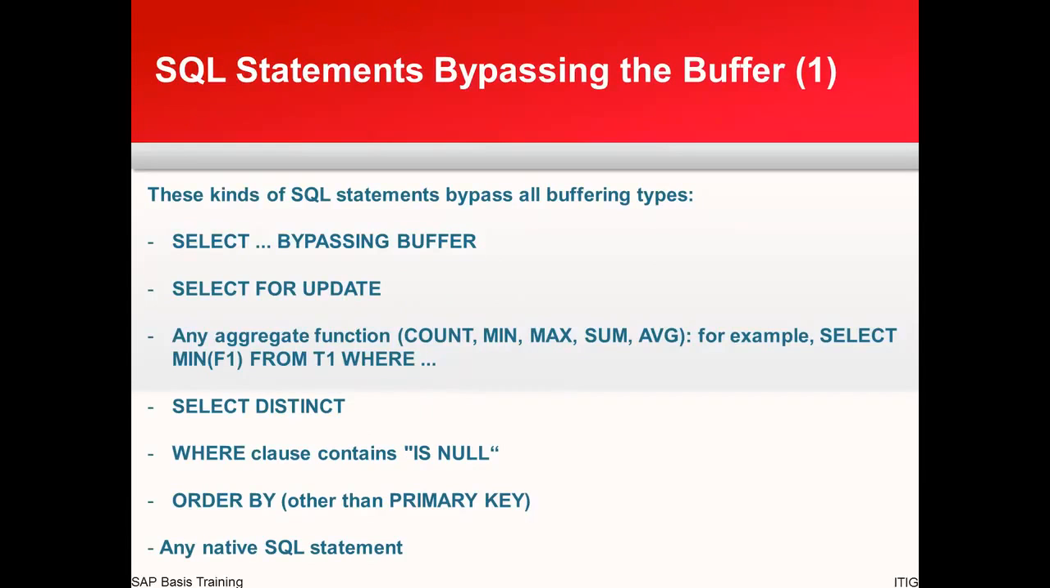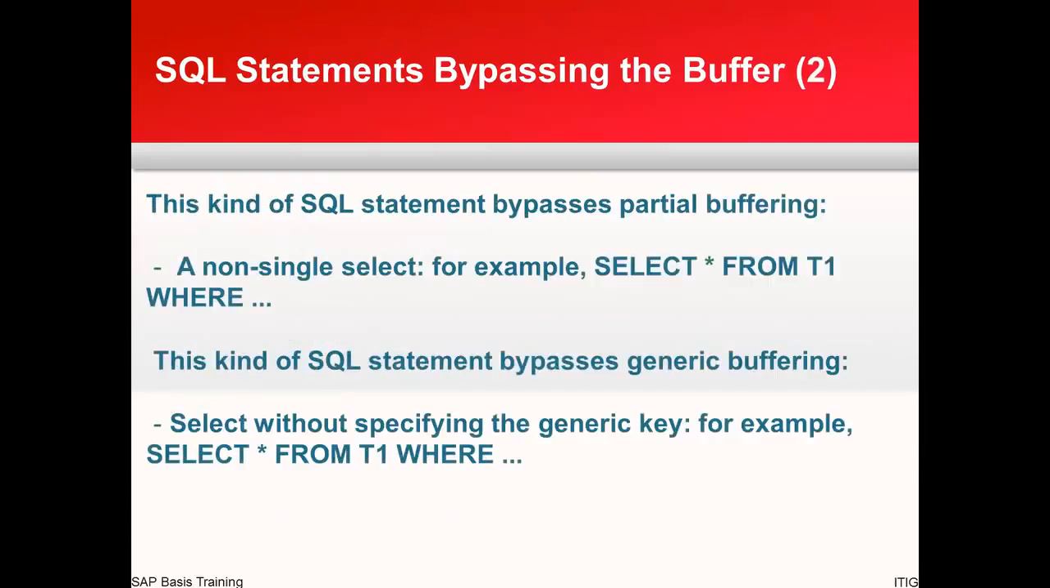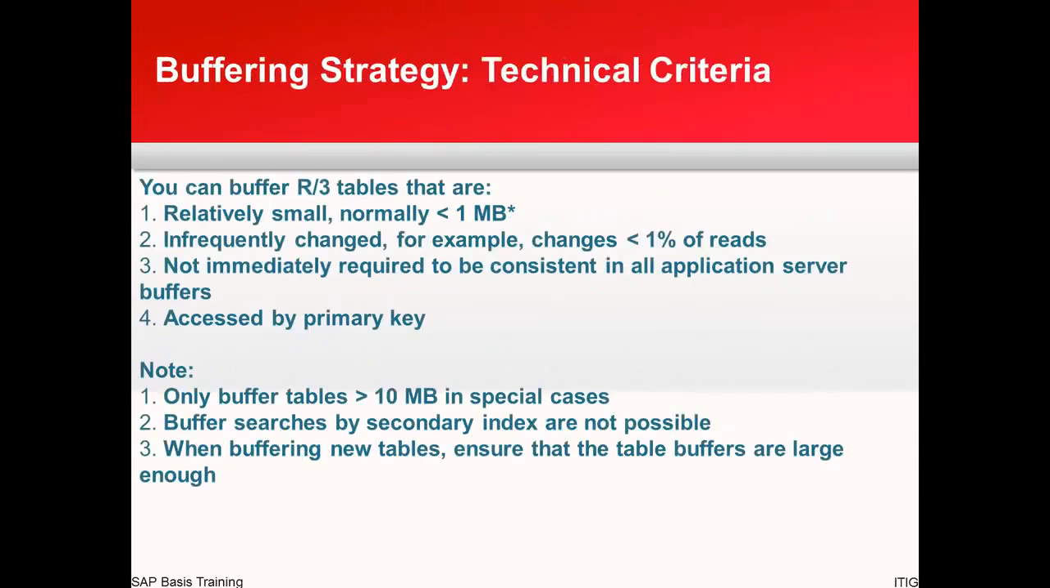Okay, there are some ways where you can bypass the buffering. Basically, you can use this syntax just to bypass the buffering. You can use any of the syntax: select bypassing buffer, select for update, select distinct, select clause contains is null. So these are the different ways you can bypass the buffer. Bypassing partial buffering is an example, you can just go through it.